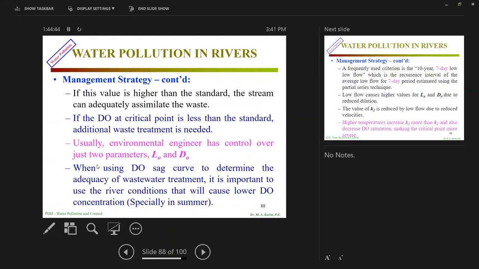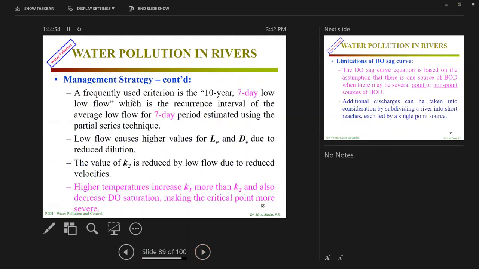When using the DO sag curve to determine the adequacy of waste treatment, it is important to use the river condition that will cause lower DO concentration, especially in the summer. Frequently used is the 10-year, 7-day low flow. Okay, we use low flow because it causes higher values of L0 and D0 due to the reduction in dilution. The value of K2 is reduced by low flow due to the reduced velocity. Higher temperature increases K1 and K2 values, and lowers DO saturation, making the situation more severe.